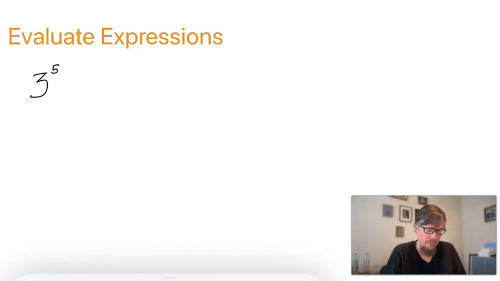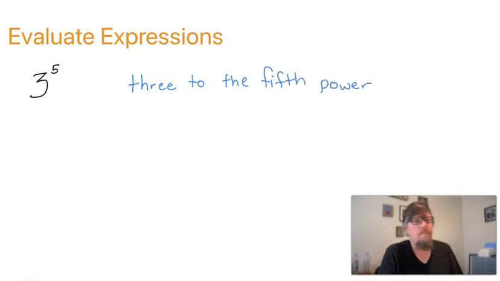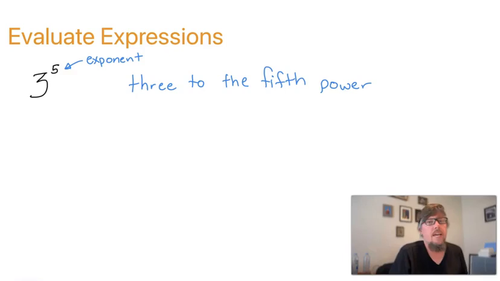It is a 3 and a tiny little 5. If you forgot, the way that you read this is you would say 3 to the 5th power. So that little 5 you can call a power. The official math word for what it's called is an exponent. 5 is called the exponent.